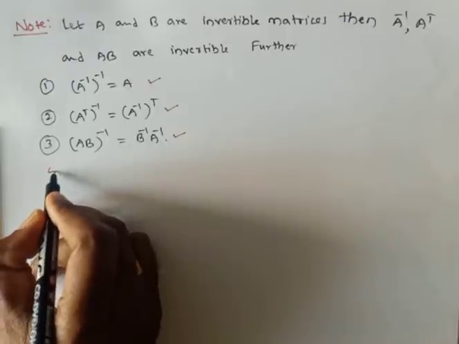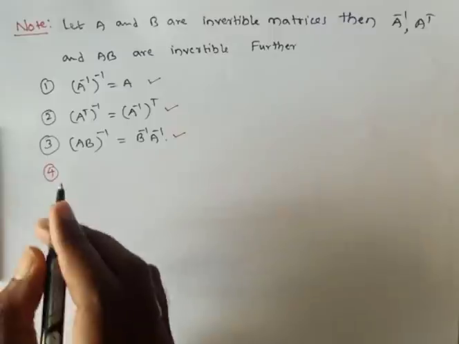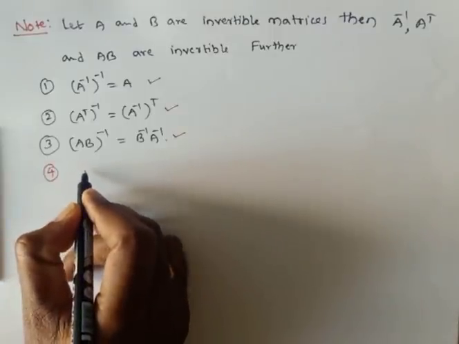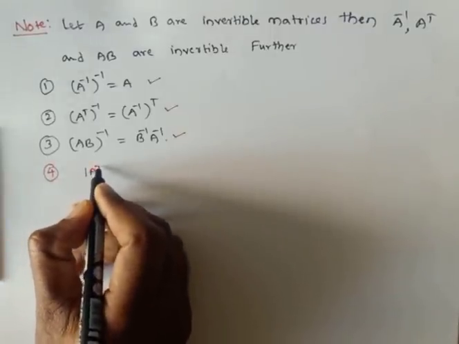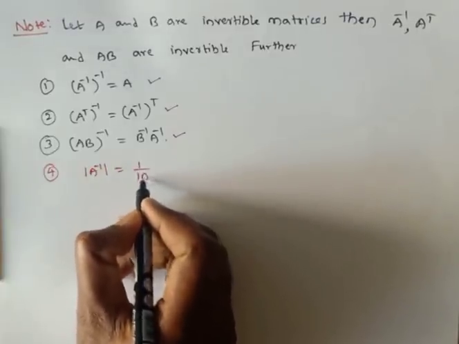And you can observe one more point, that is let it be fourth. Here A is an invertible matrix. Then the determinant of A inverse can be written as 1 by determinant of A.